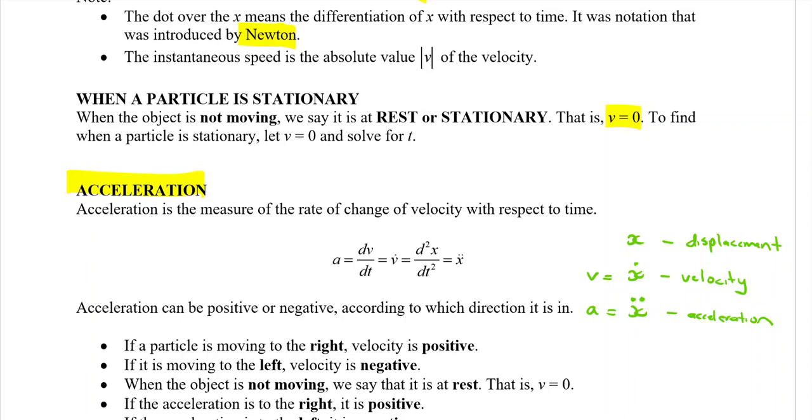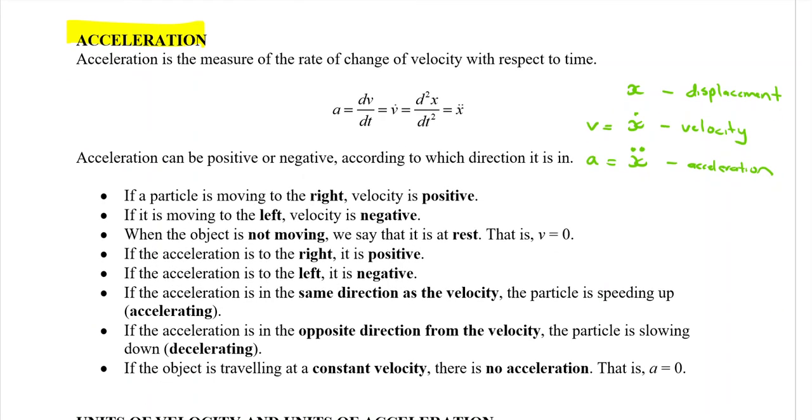Acceleration can be positive or negative according to which direction it is in. If a particle is moving to the right, it is positive. If it's moving to the left, it is negative. It's just like your Cartesian plane. Your numbers to the right are positive, numbers to the left are negative. When an object is not moving, it is at rest, so the velocity is 0. If the acceleration is to the right, this is acceleration now, acceleration to the right is positive, acceleration to the left is negative.